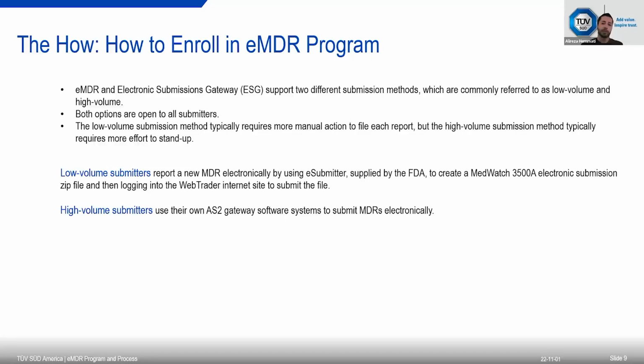Now that we have a better understanding of what ESG is, we will delve into what happens next. Once the eMDR is received by ESG, it will automatically send acknowledgement 1 to the submitter, and acknowledgement 1 indicates that the eMDR submission was received by FDA ESG. The eMDR report is then sent to the CDRH database, where it automatically sends acknowledgement 2, indicating that the eMDR submission has reached CDRH.